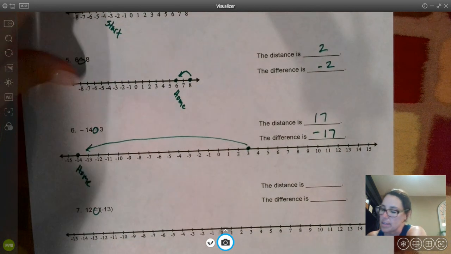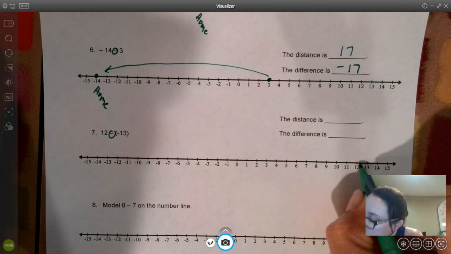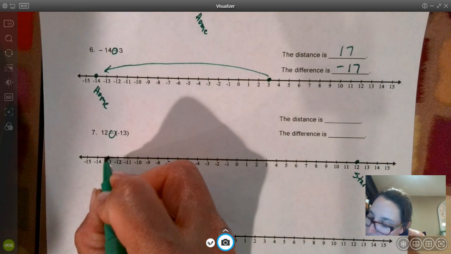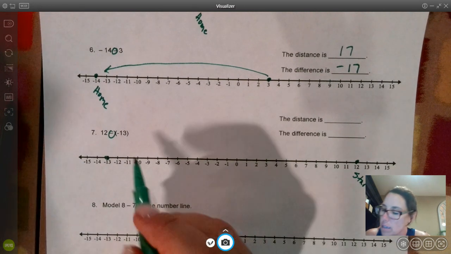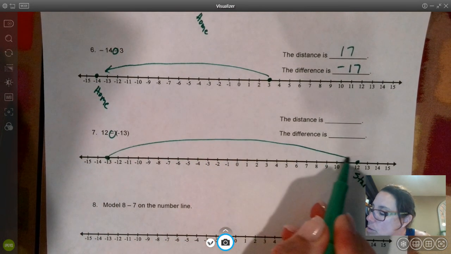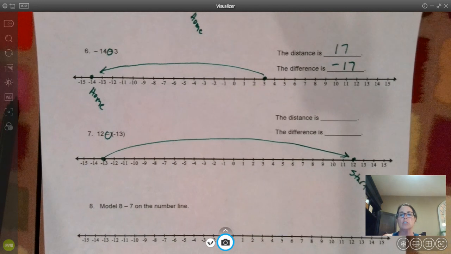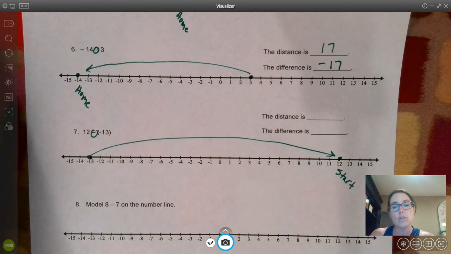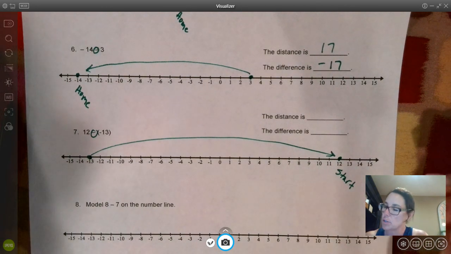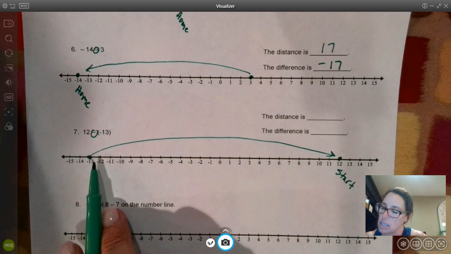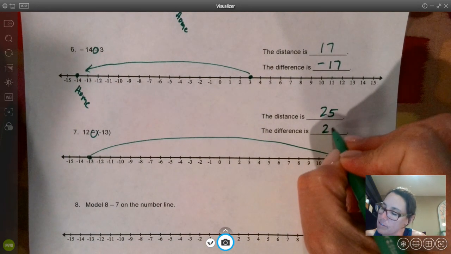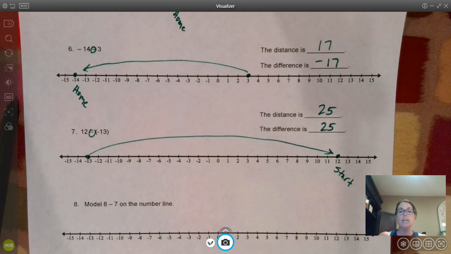One more just like this. 12 gets the word start or home. -13 is our other dot. We're going to ask ourselves, what do we need to do to get back to start or home? Now notice we went in a positive direction. So our difference is going to be positive, and you just need to count these spaces, and you would count 25. And 25 spaces to the right is positive.